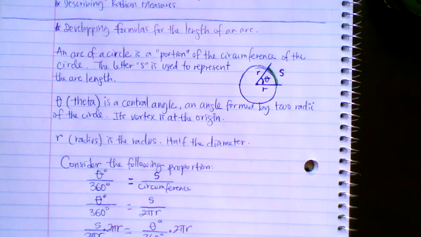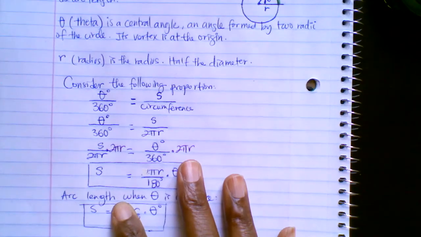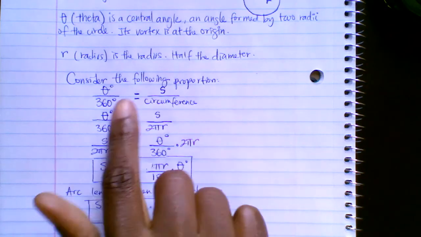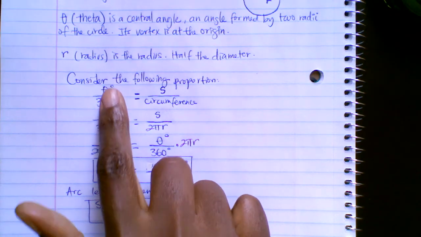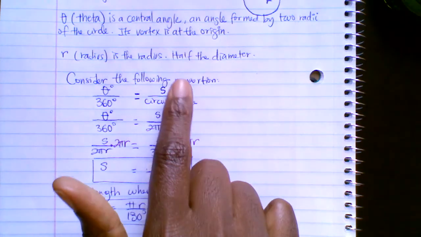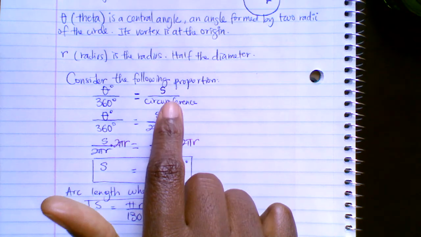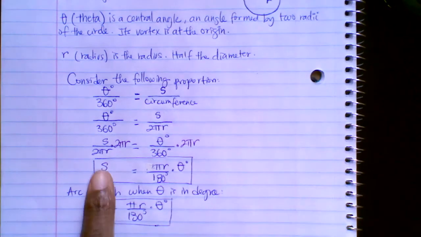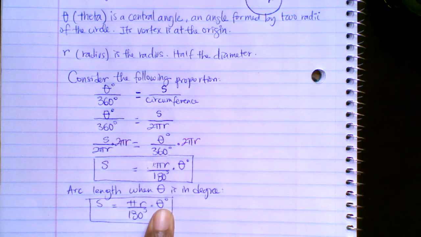Now what formula do you use to find the arc of a circle? What I want you to remember is to set up the proportion correctly: one fraction represents the measure of the angle, the part over the whole, and the other represents the part of the circumference over the whole circumference. If you set up the proportion correctly, you can derive the arc length, and you found it to be S equals pi times r over 180 degrees times theta in degrees.